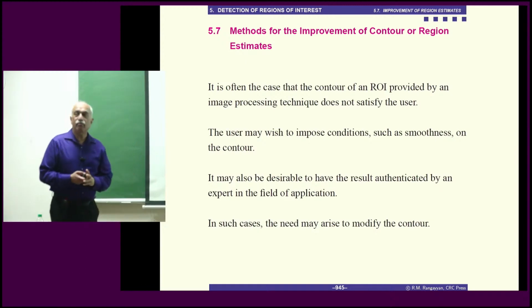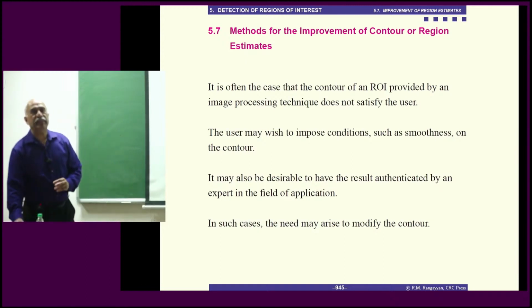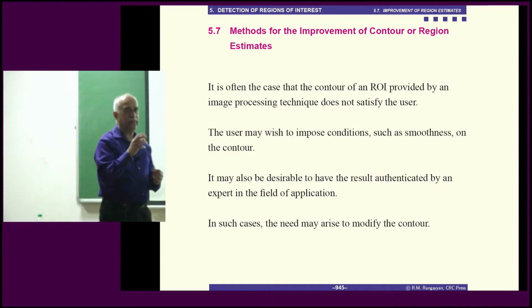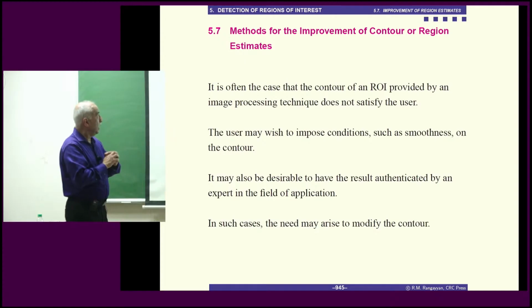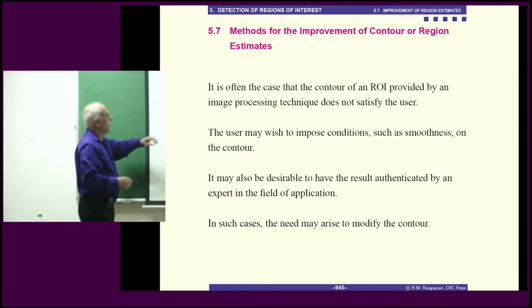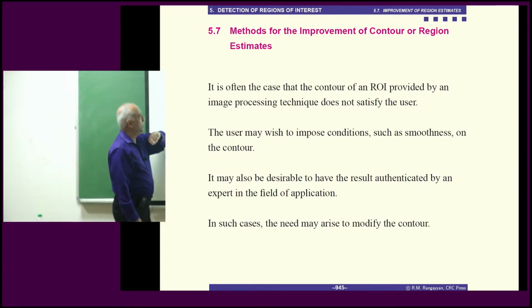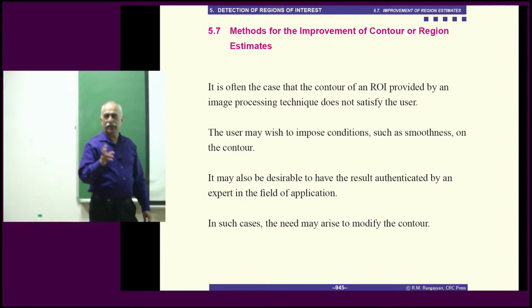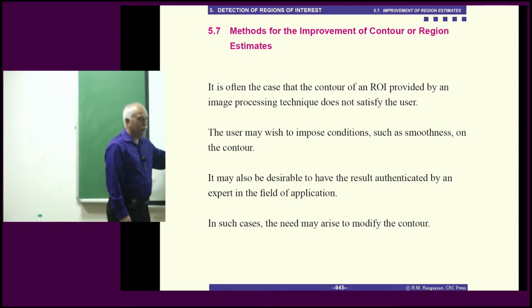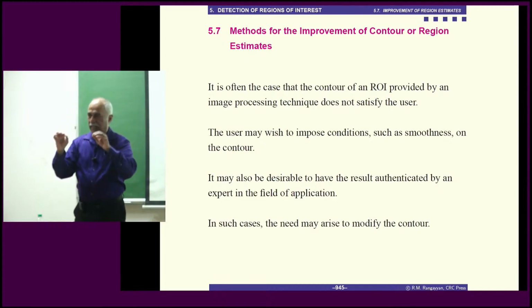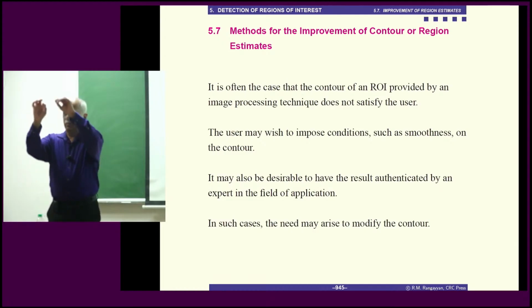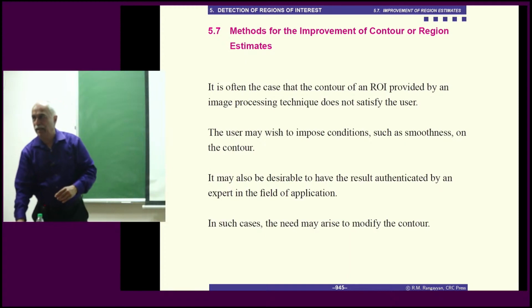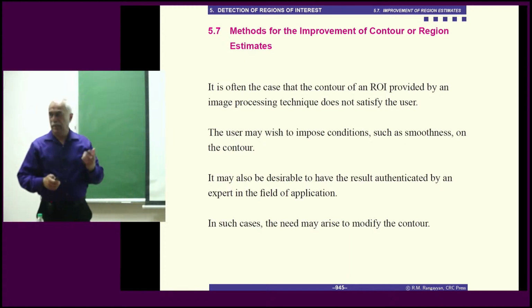There are methods to improve an initial detection. You get an initial region and you say, well, it's not good. How can I fix it? So the user may wish to impose conditions, smoothness of the contour. And you want it to be authenticated by an expert like a radiologist. So they may modify the contour, and there are some graphical tools available to push and pull individual pixels and fit some spline functions or some other functions.